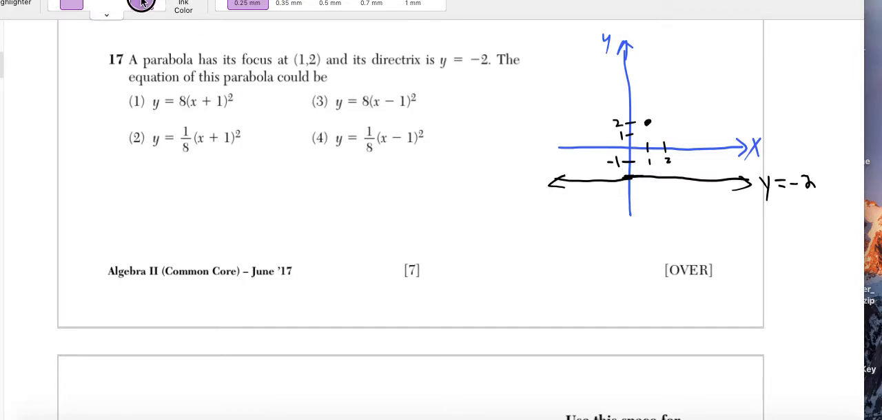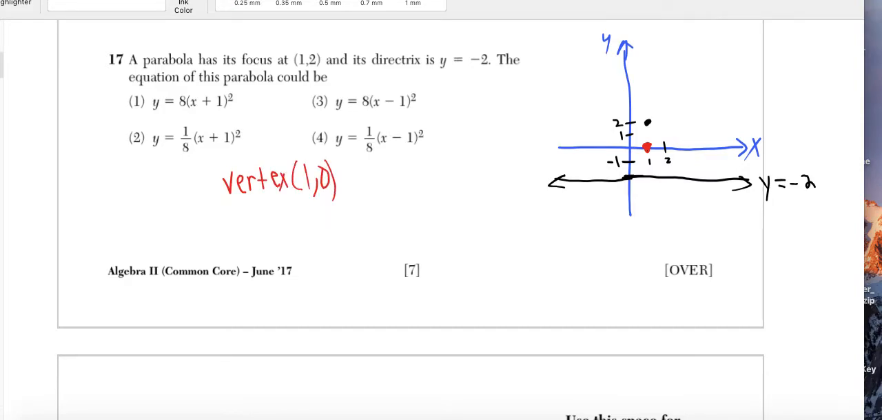First thing I want to do is get the vertex, and I'm going to use red for the parabola. If I were to count down 1, 2, 3, 4, the focus and the directrix are 4 units apart. The focus is 4 units above the directrix. Half of that is 2. So up 2 units from the directrix, the vertex has to be exactly halfway vertically between the focus and directrix. So right there, I know the vertex is (1, 0), right?